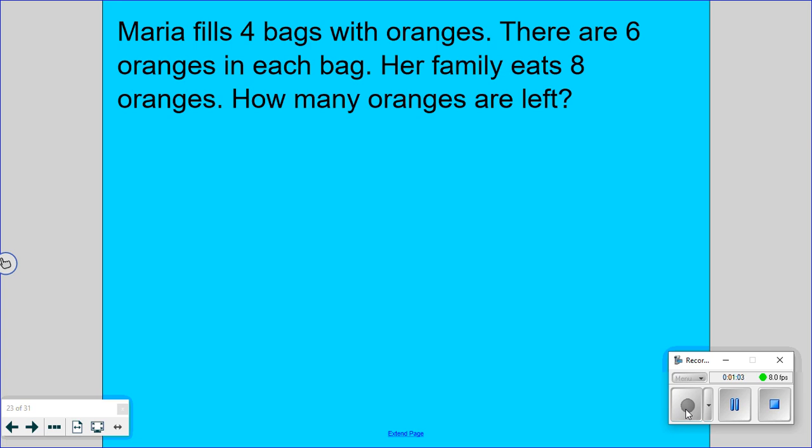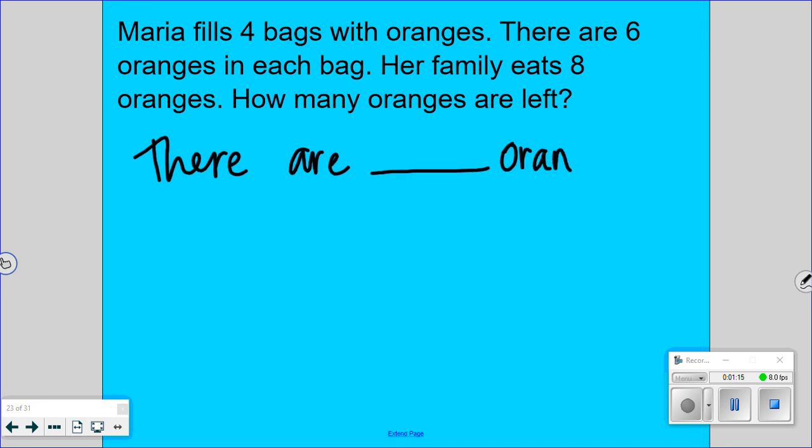Cole, what you got? Blank oranges are left. I like to start with "there are," but you can just go to "blank oranges." That's fine. You can write that sentence. If you have something similar that you wrote, awesome. Stop. All right, we've done number 1. We've done number 2. What is step number 3, Arik?